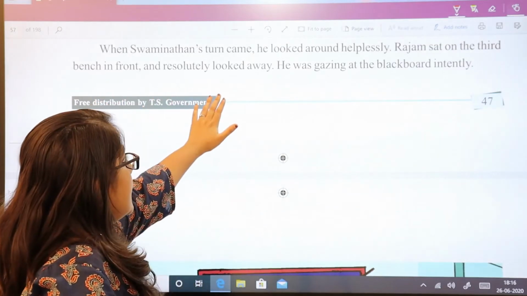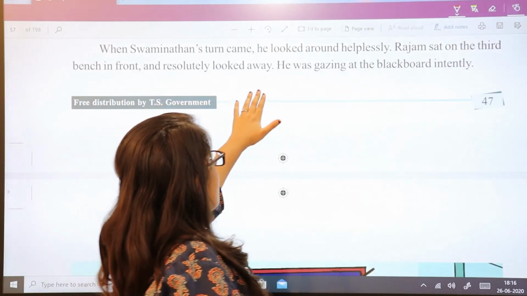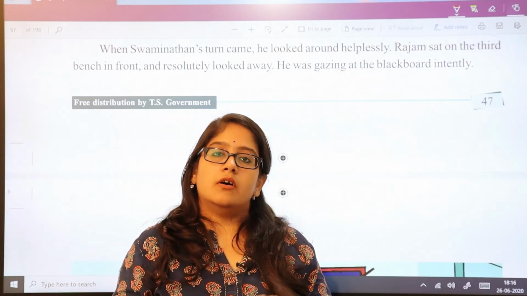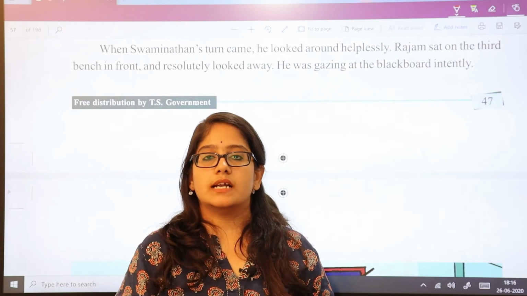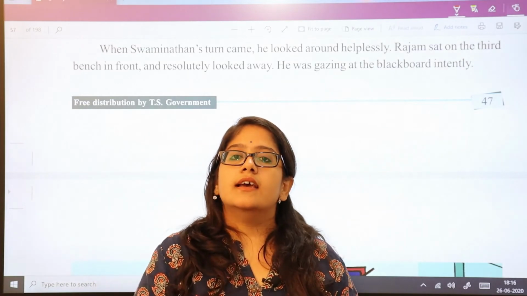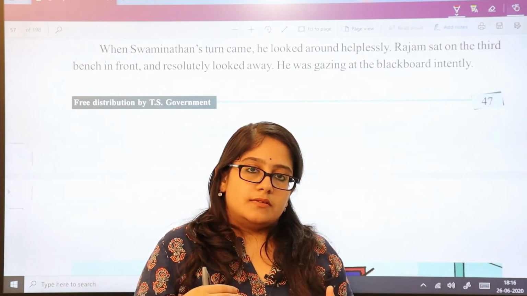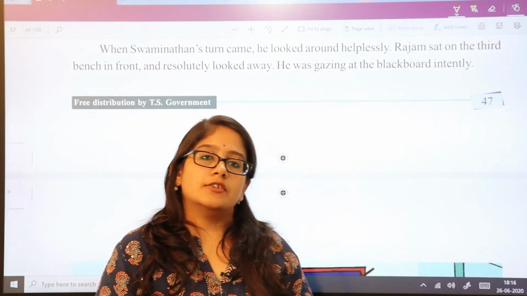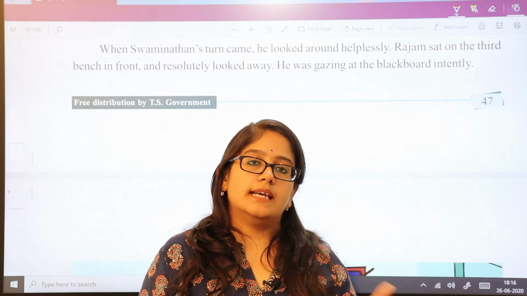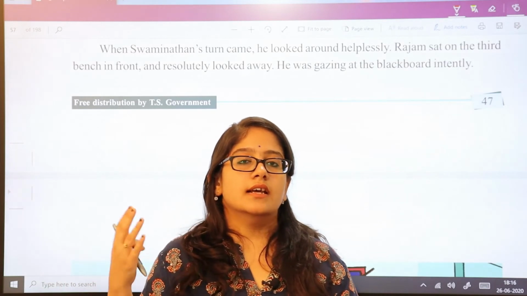When Swaminathan's turn came, he looked around helplessly. Rajam sat on the third bench in front. He resolutely looked away. He was gazing at the blackboard intently. So what happened now? Now all the boys gave their excuses. Now it was Swaminathan's turn. Swaminathan was really nervous and he was constantly looking at his friend Rajam, because Rajam's relations with money are not great. Swami fears that Rajam might reveal the fact that Swami broke the window, the headmaster's office window. This was the reason he was very nervous and he was constantly looking at Rajam.